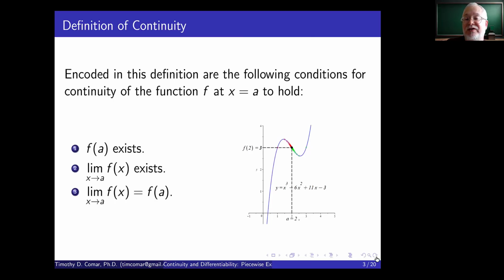Encoded in this definition are the following conditions for the continuity of the function f at x equals a. First of all, the function value has to exist, the limit has to exist, and they both have to be equal to each other. And again, this is what's also shown here in the picture.